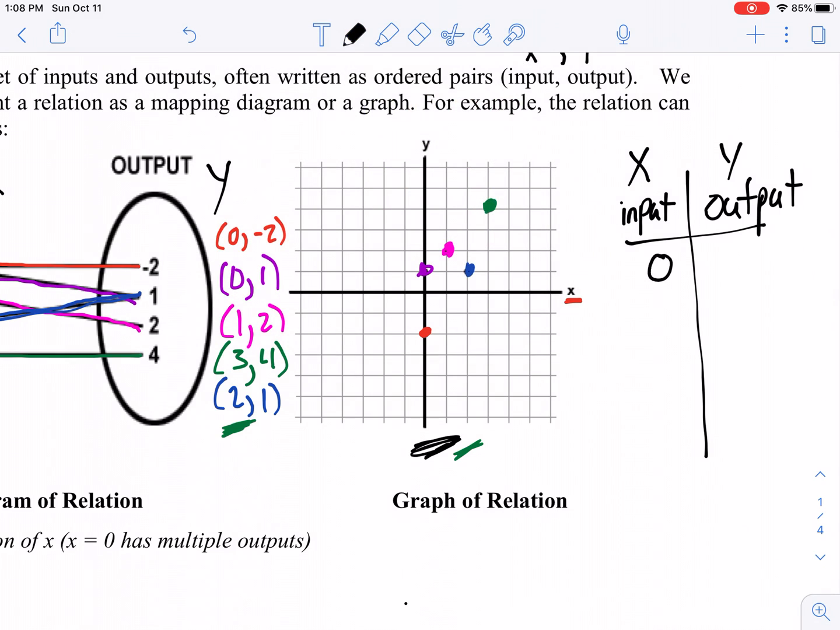I have an input of a 0 and an output of a -2. I have an input of a 0 and an output of 1. I have an input of 1 and an output of 2. And then I'm going to go to this guy because it'd be next chronologically there. So we have an input of a 2 and an output of a 1. Then we have an input of a 3 and an output of a 4.